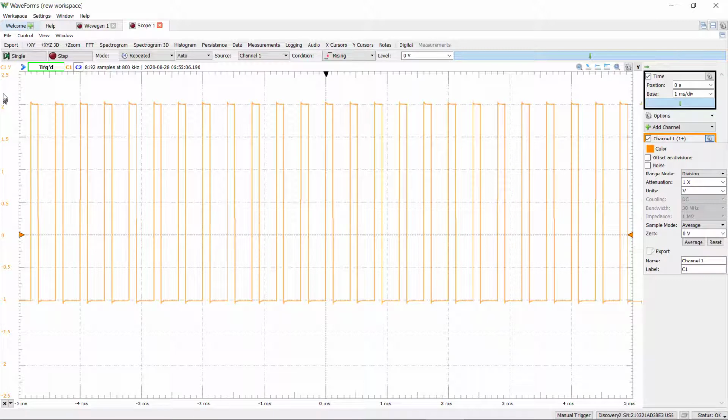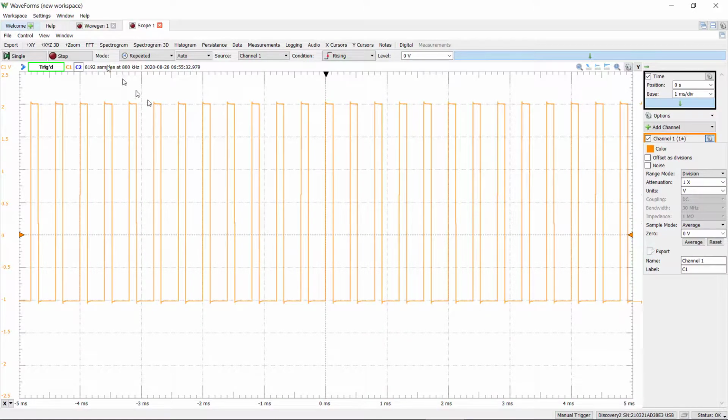The DC offset is not the DC average. That's not quite the same as the offset. The offset is going to be the midpoint between the high and the low. It's not the same as the average value. So let's use measurements in order to extract some of these figures of merit that describe this square wave.